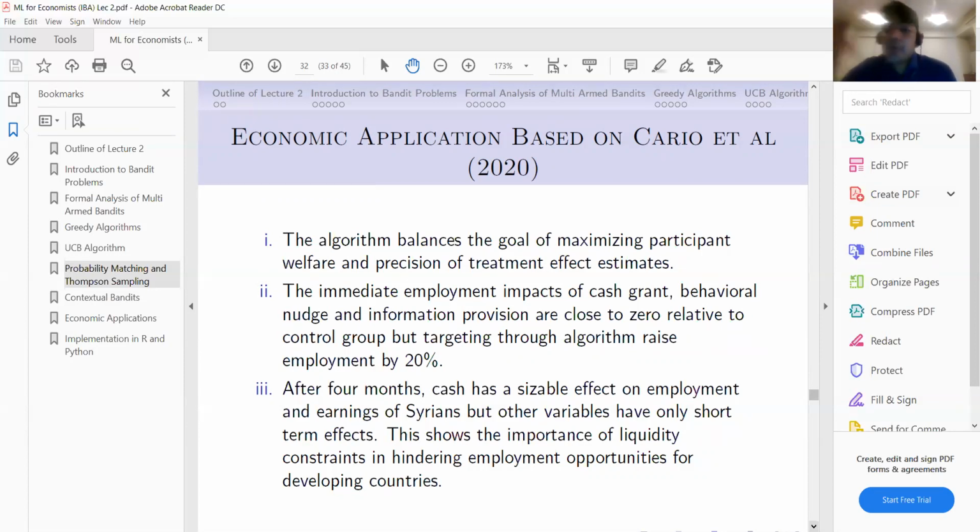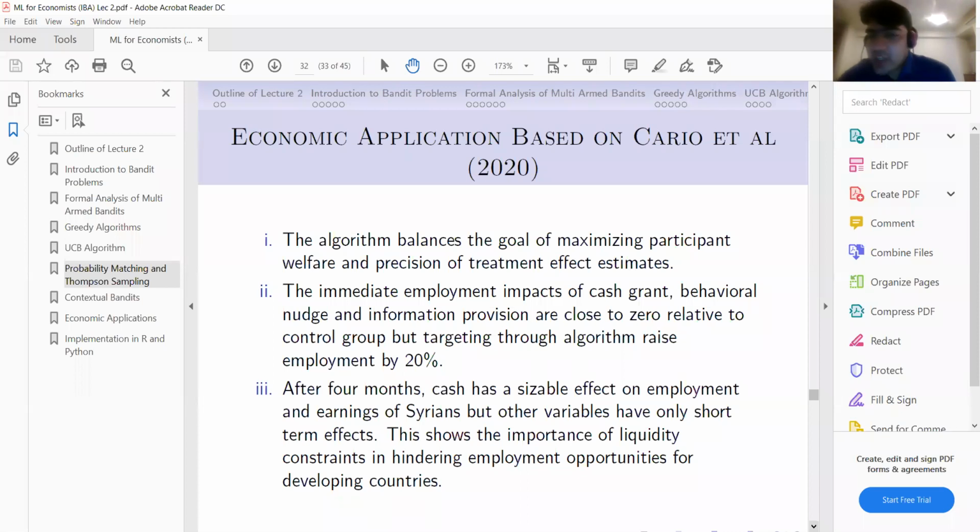So they're trying to optimally allocate people over time to various treatments so that they can improve labor market outcomes for these Syrian refugees in Jordan, as well as for indigenous Jordanian low-income people as well. So they have 4 interventions. You could think of these as arms. So there are 4 arms of the bandit. So one is a cash grant.